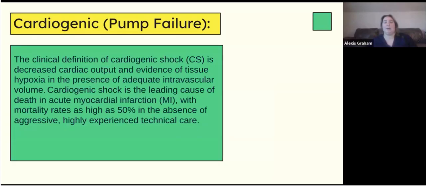Cardiogenic shock, a type of pump failure in your heart. The clinical definition of cardiogenic shock is a decreased cardiac output and evidence of tissue hypoxia in the presence of adequate intravascular volume. This is the leading cause of death in acute myocardial infarction, with mortality rates as high as 50% in the absence of aggressive and highly experienced technical care. So again, shock is immediate. You need immediate care.